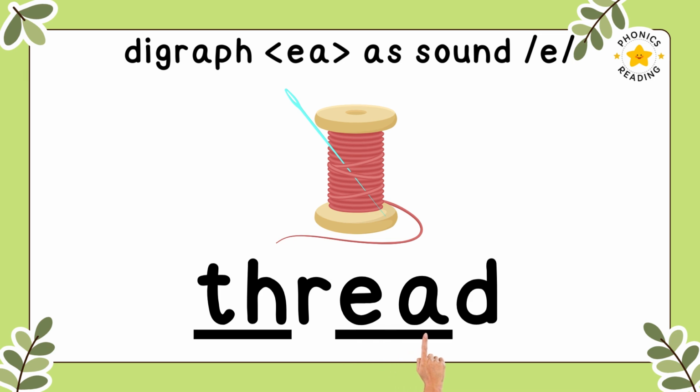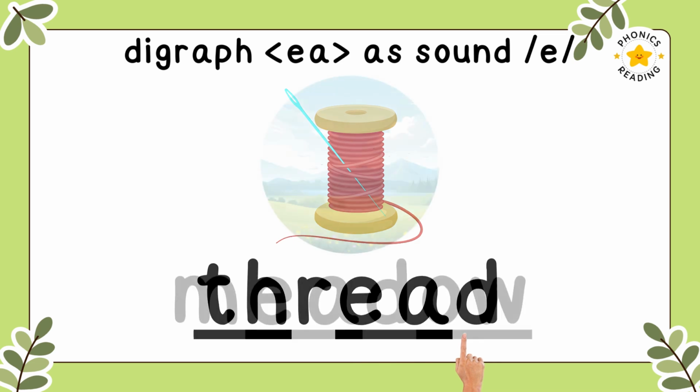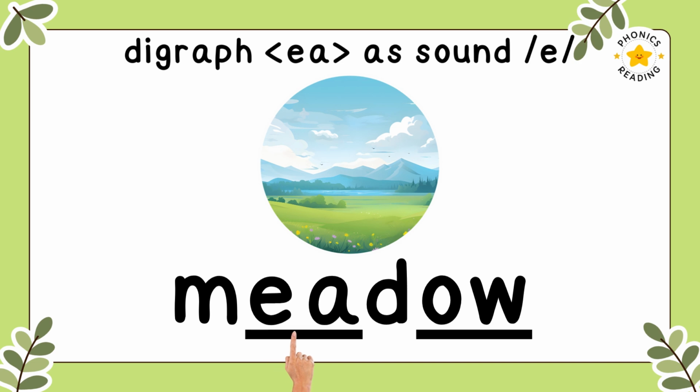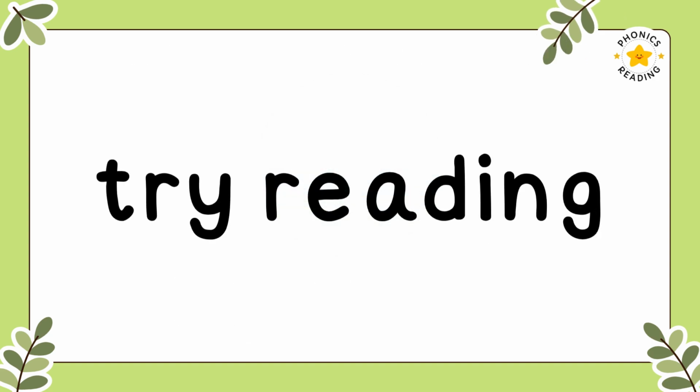Th, eh, d, thread. M, eh, d, o, meadow. OW is making O sound, alternate spelling of the digraph O. Try reading the next few words.